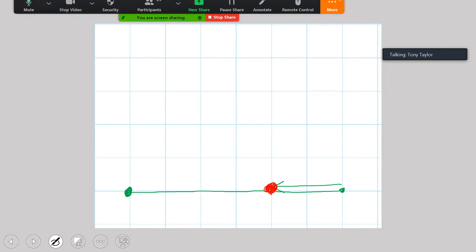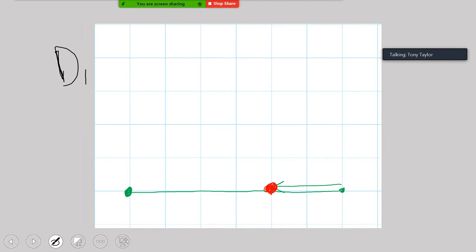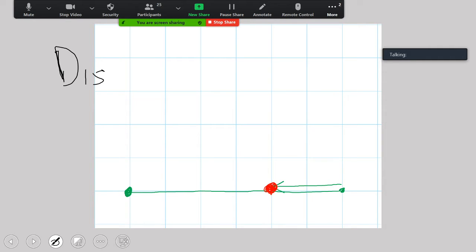But can someone tell me what is my displacement? Could someone put the link to the attendance form in the chat box for Caden? Thank you, Emily.